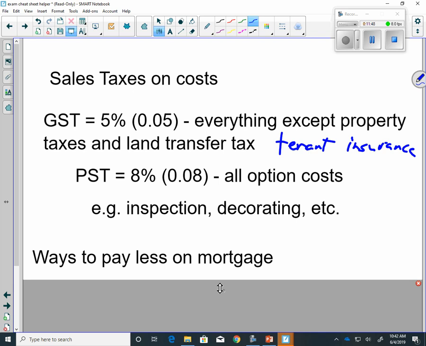Okay, how can you pay less on your mortgage? You could live in the bush. Hide in the woods. Build your own beaver dam. I don't know, live in a tent.